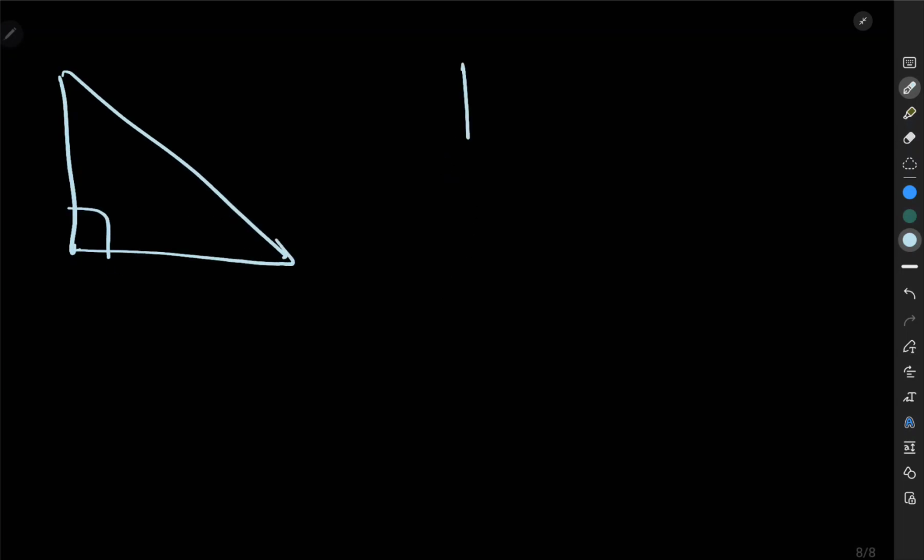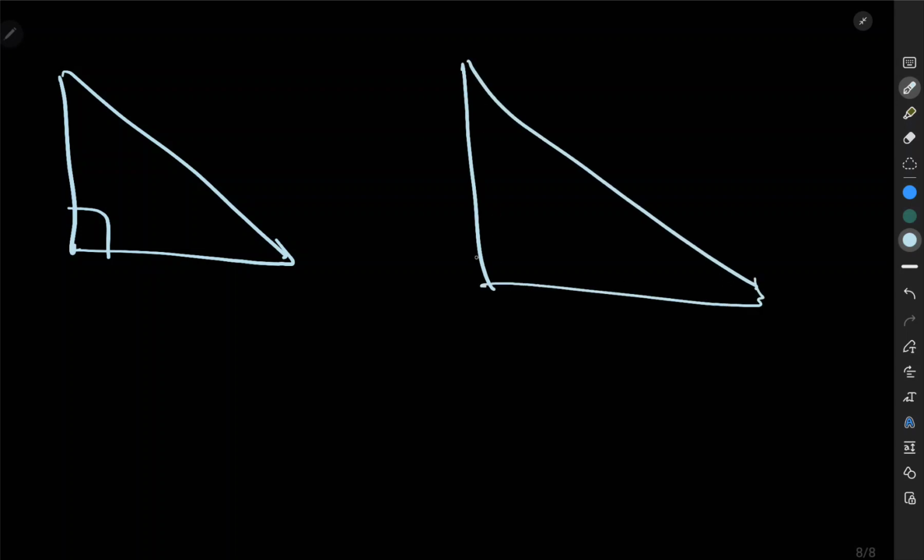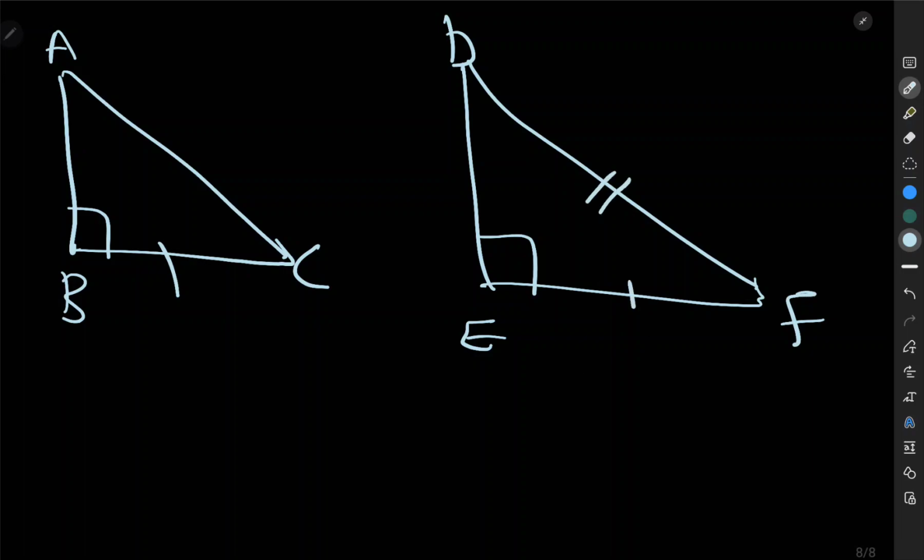Okay, so the last way we can determine congruency in this case is if, let's say, we have one triangle, and we're given that that's 90 degrees, and we have another triangle and we're also told that that's 90 degrees, and let's say this is A, B, C, and that's D, E, F, and we're told that BC is equal to EF, and DF is equal to AC in this case. Obviously that's the hypotenuse.